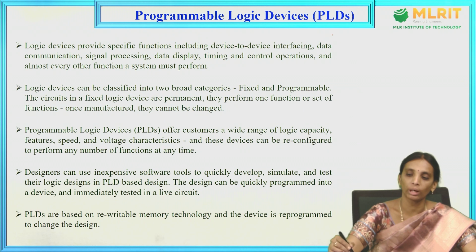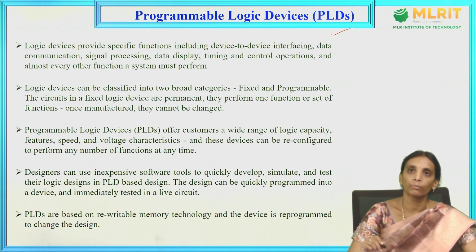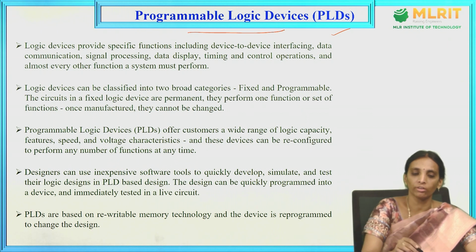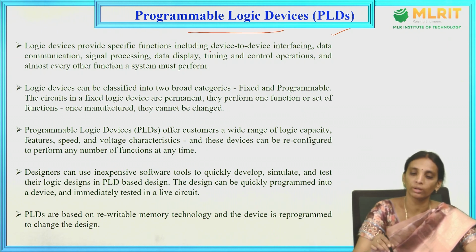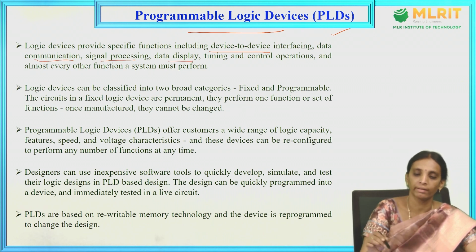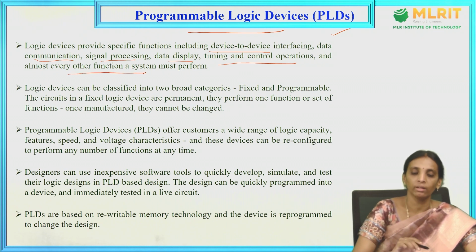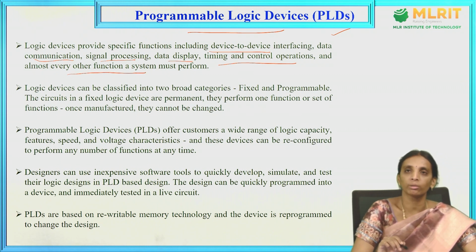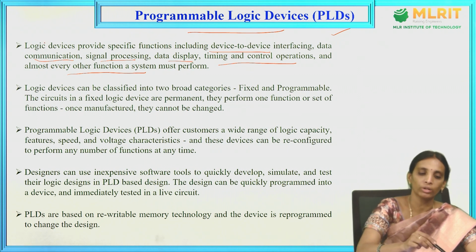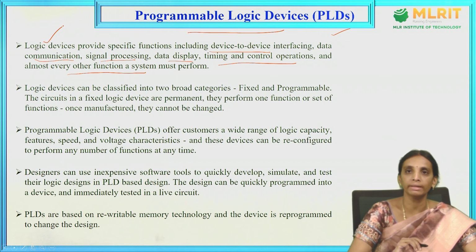Next one is programmable logic devices. Up to now we have discussed general purpose processors, application specific processors and application specific instruction set processors. The next one is programmable logic devices. Here the logic devices provide specific functions including device to device interfacing, data communication or signal processing, data display, timing and control operations and other functions that the system will perform. So for any system to be performed by the processor, we need to use device to device interfacing or logic devices for implementing any operation.